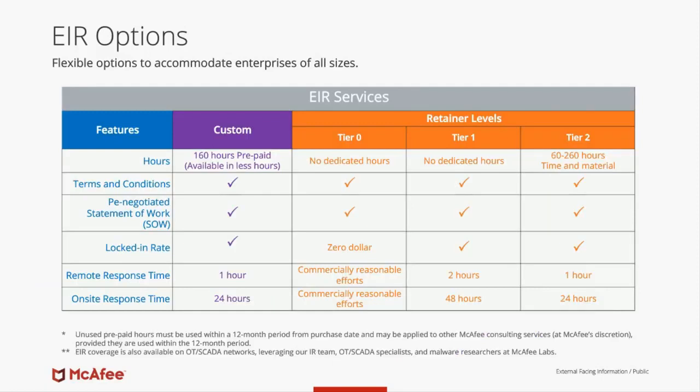McAfee Advanced Cyber Threat Services can provide a flexible variety of incident response retainer options, accommodating organizations of all sizes. We can provide a custom retainer option, which can be 160 hours prepaid, but it's available in fewer hours if desired. We also have 3 tiers of retainer levels, from Tier 0, with no dedicated hours and a slower response time, to Tier 2, which includes a set amount of initial hours available on a time and material basis, with a response time remotely of 1 hour and an on-site response time of 24 hours. A custom retainer option is also available that can be negotiated with sales teams.